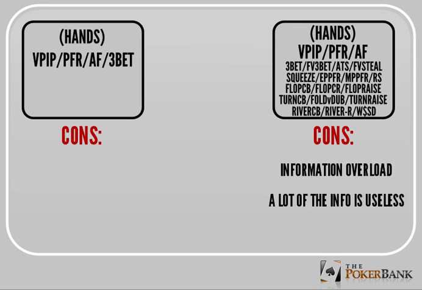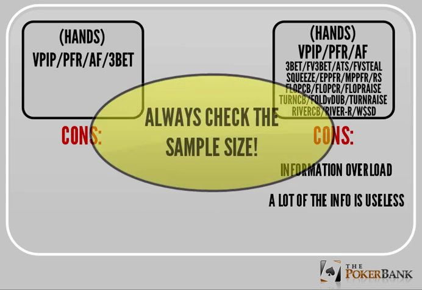And so again, if you have a player who has 65 hands on him, how many times have you really seen him be able to river c-bet? Chances are not that many. So I actually suggest two things for this. One is don't put too many stats on your HUD. But two is make sure that you are always checking sample size.